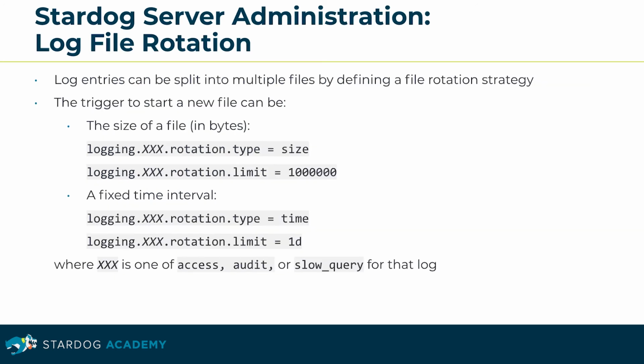Logs can be split into multiple files by defining a file rotation strategy. The trigger to start a new file can be the size of a file in bytes or a fixed time interval. Simply add the appropriate logging file rotation properties to the Stardog home stardog.properties file. For example, to cause the access log to start a new file every day, add the following properties to the stardog.properties file. logging.access.rotation.type equals time, and logging.access.rotation.limit equals 1D, where that stands for 1 day.